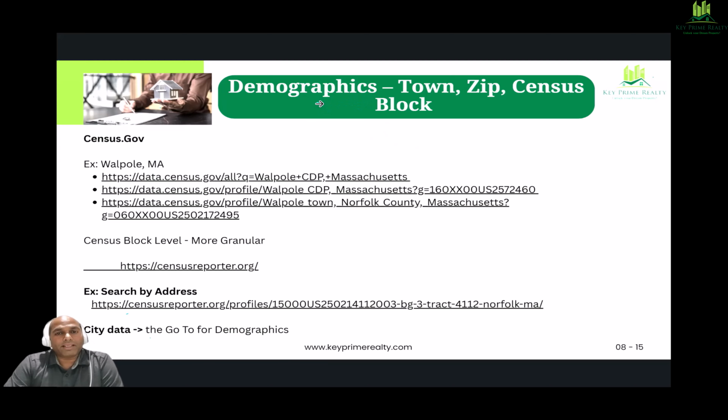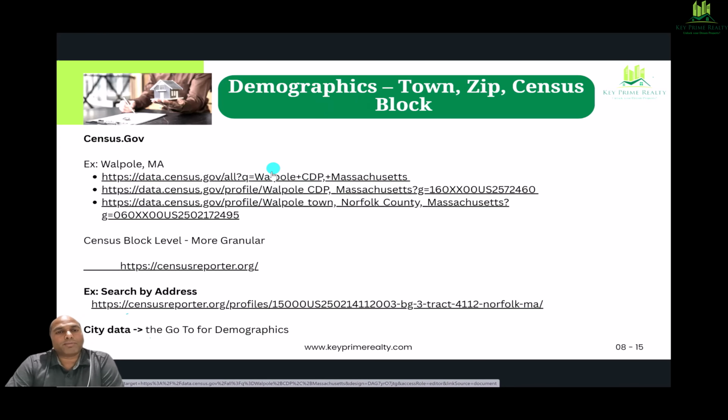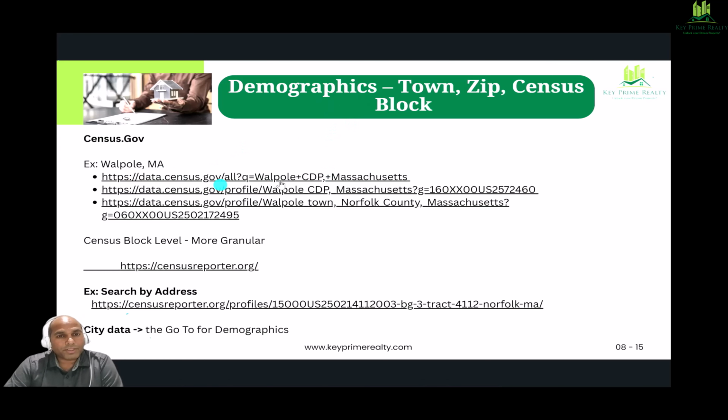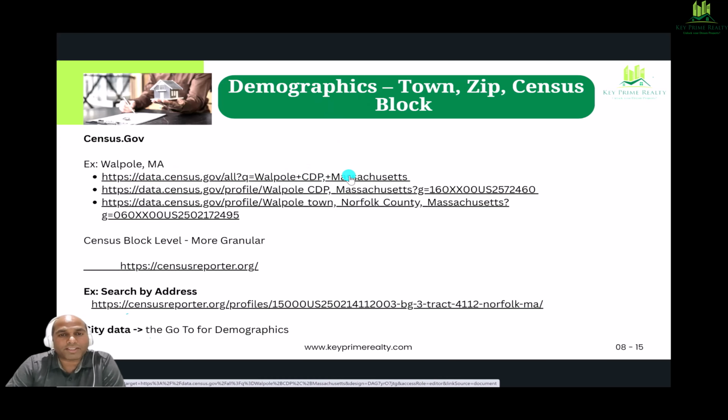So to look at this, these are pretty good sources. Okay, I'm just taking some examples here. You can expand this for whichever town that you really are interested in. Okay, so the first one that we look at is the town demographics.